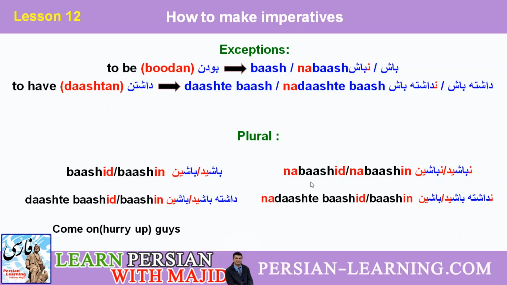For the negative, we say نباشید or نباشین. For the verb داشتن, we say داشته باشید or داشته باشین, نداشته باشید or نداشته باشین. Today I'm not giving you a lot of examples because you can use exactly the examples that we had in lesson 11 for this lesson as well.